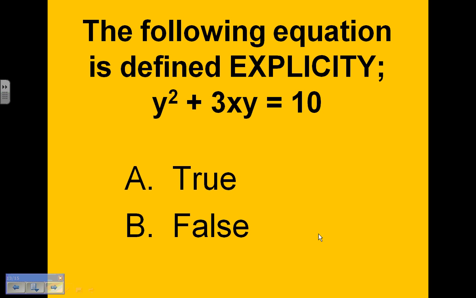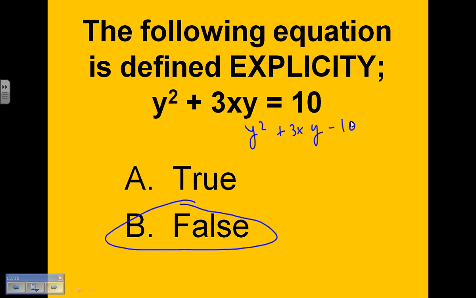Is the following equation defined explicitly? A for true, B for false. That's right. The answer is false. It is not explicitly defined. In fact, given your algebra, you would be hard-pressed to define this for y. Oh, sure, you could do it. 3xy minus 10 equals 0. You can start by using the quadratic formula.